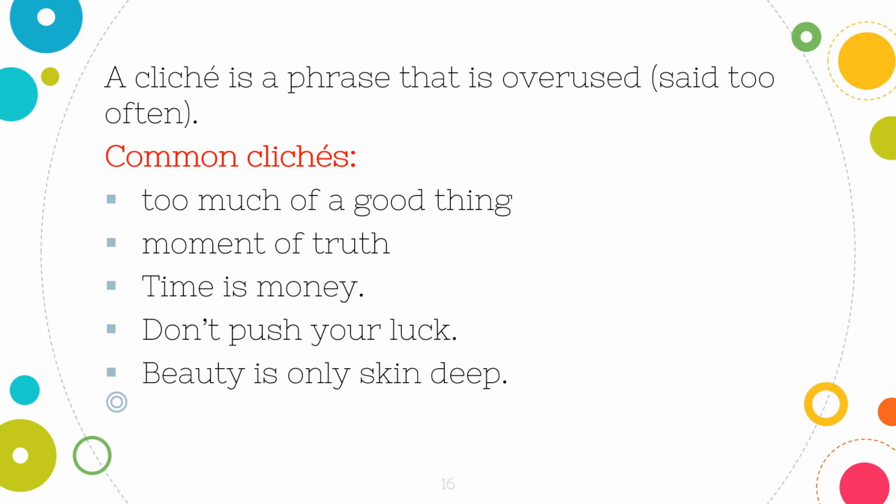A cliche is a phrase that is overused or said too often. So these are the common cliches, like too much of a good thing, moment of truth, time is money, don't push your luck, beauty is only skin deep.